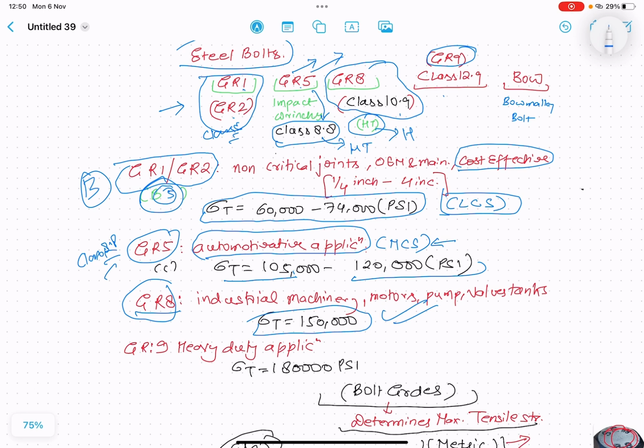Now, grade 1 and grade 2 are equivalent to class 5, grade 5 is equivalent to class 8.8, and grade 8 is class 10.9. Class 8.8 is generally called ST bolts, and 10.9 is also called ST bolts. Afterward, grade 9 or class 12.9 bolts are basically heavy duty application bolts, where the load coming on is very high, in heavy machineries.